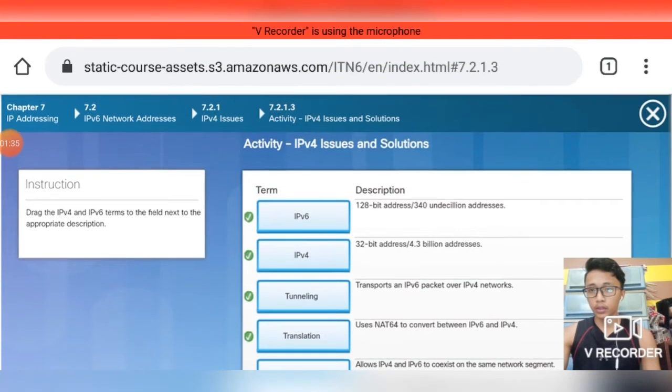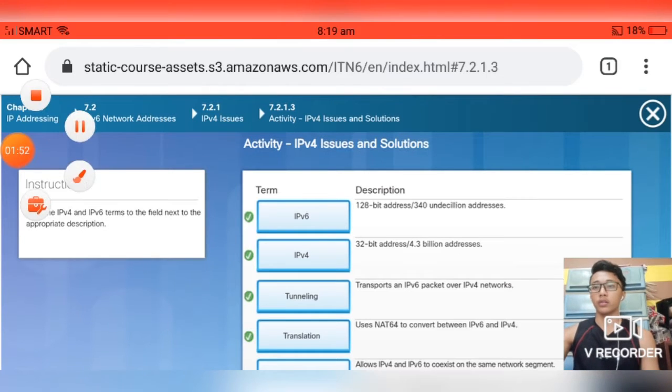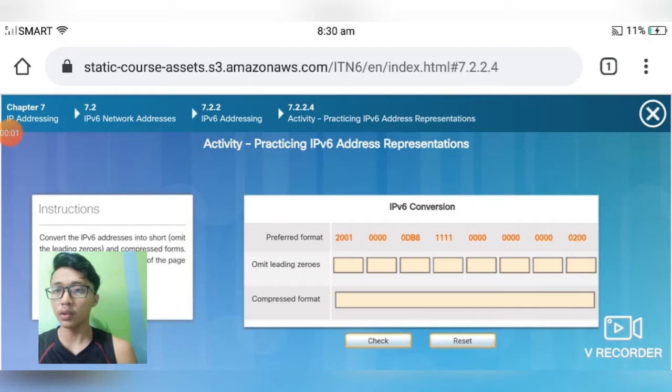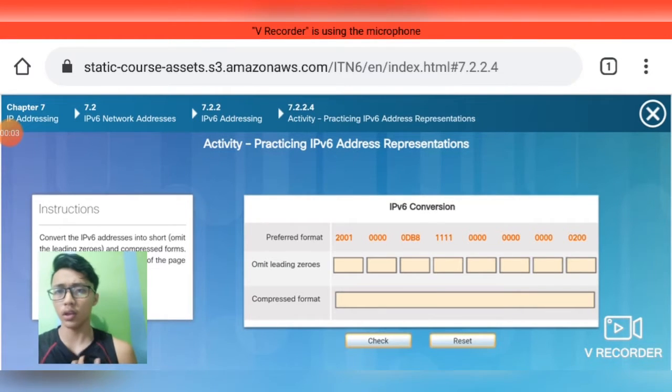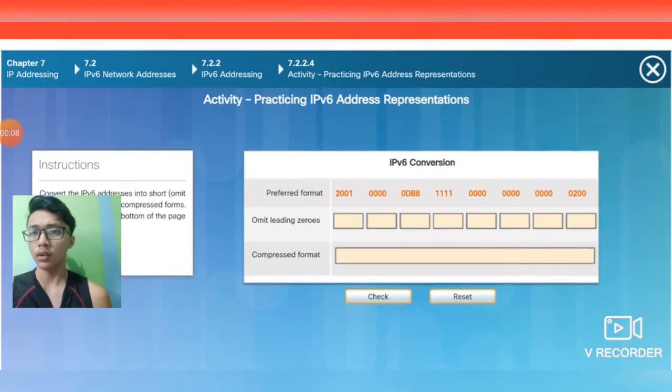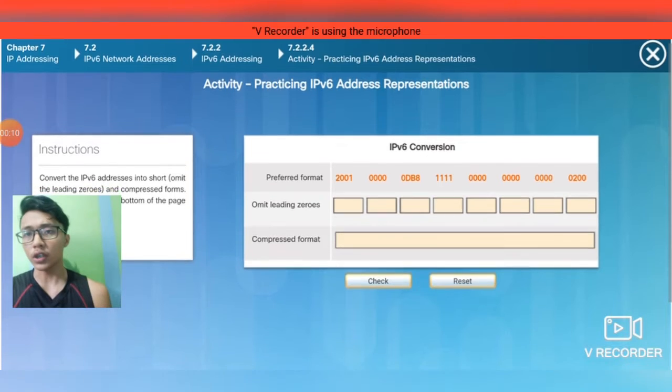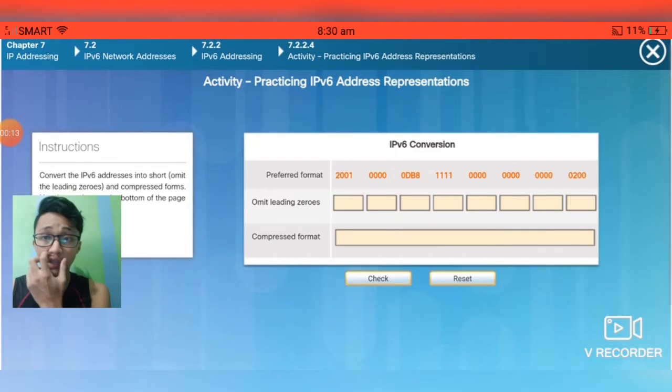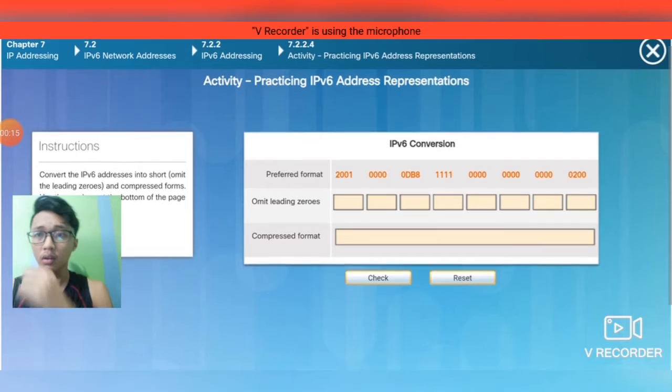So in this activity, we try to find the issues and the solutions in Internet Protocol version 4. So in this activity, I think it's the 8th activity. So we have here the practicing IPv6 address representation. So we have here the omit the leading zeros and the compress format. So we're going here to compress.